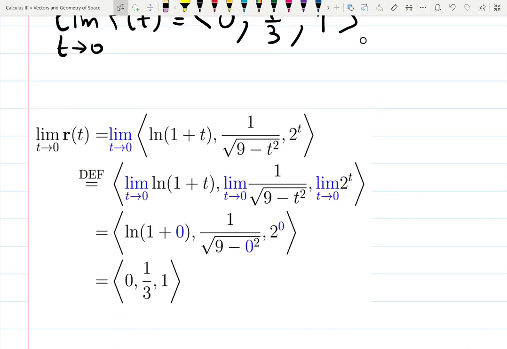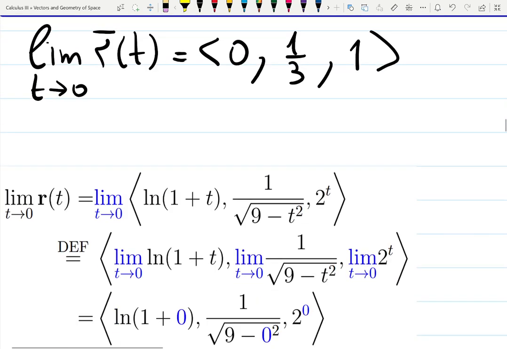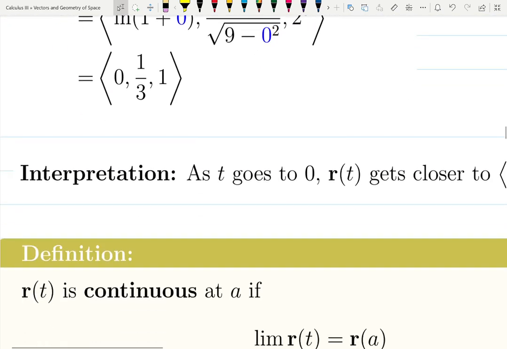How do we remember this? Because you just plug 0 here, so it's ln of 1, which is 0. You plug 0 here, 1 over square root of 9, and you plug 0 here, that is 2 to the 0. What's a big deal? Not a big deal. Good job.